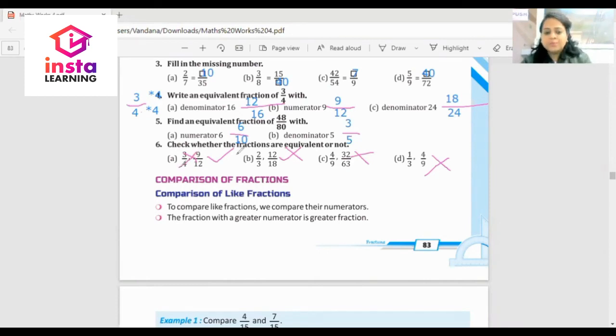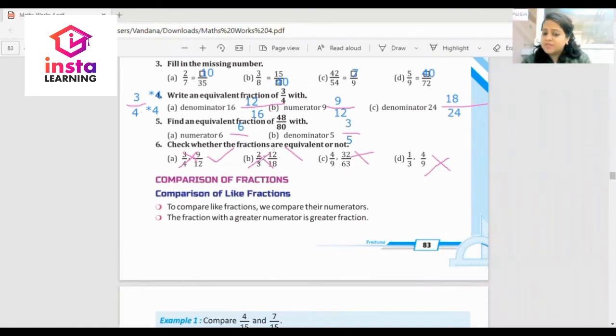Okay. Now 2 multiplied by 18, 36. And 12 multiplied by 3, 36. Then your answer is right. So just write this answer. Okay, students, because both numbers are 36, after doing the cross multiplication.